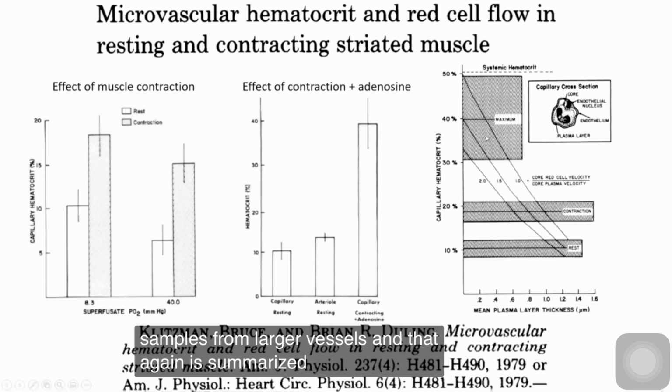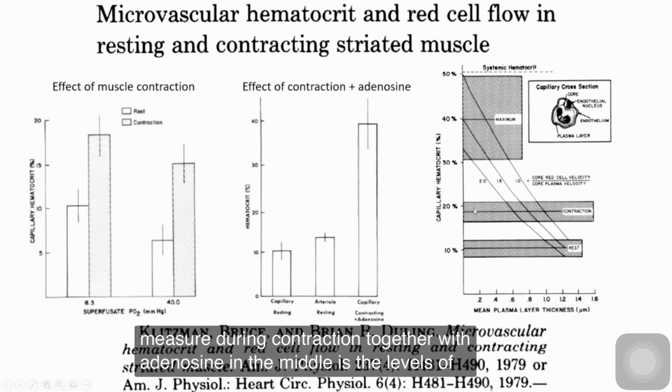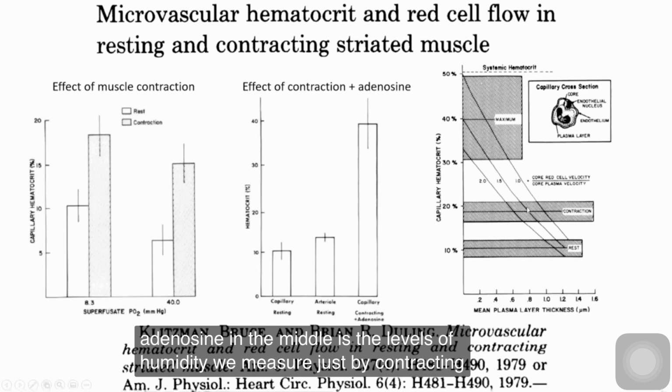And that again is summarized in the schematic on the right-hand side. On the vertical axis are the different levels of capillary hematocrit that he measured. On top are the high levels of capillary hematocrit that he would measure during contraction together with adenosine. In the middle are the levels of hematocrit he would measure just by contracting the muscle.